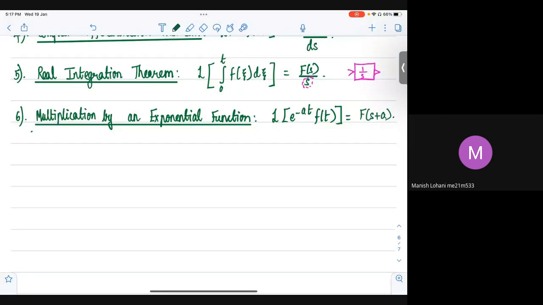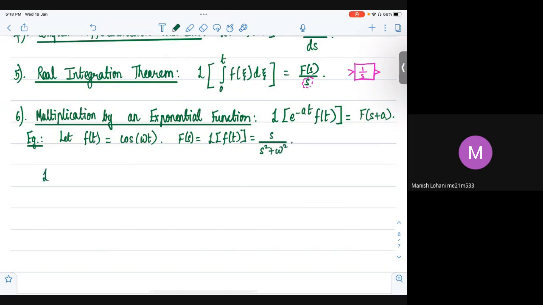Let me illustrate by using a simple example. Consider f of t to be cos omega t. As we just wrote down in the table, F of s, which is the Laplace of f of t, which in turn is the Laplace of cos omega t, is going to be s divided by s squared plus omega squared.